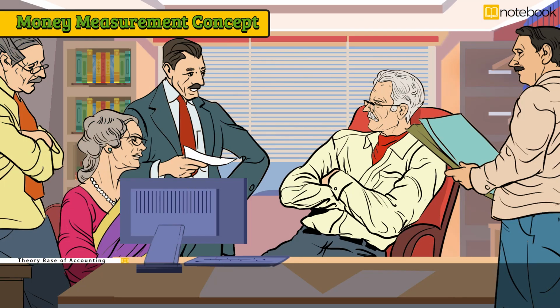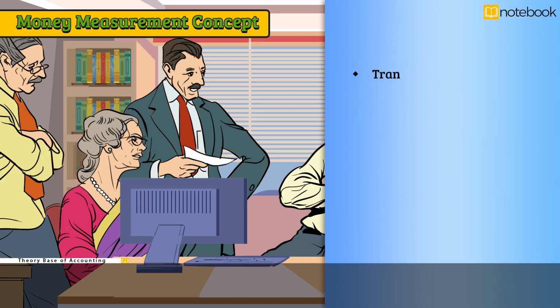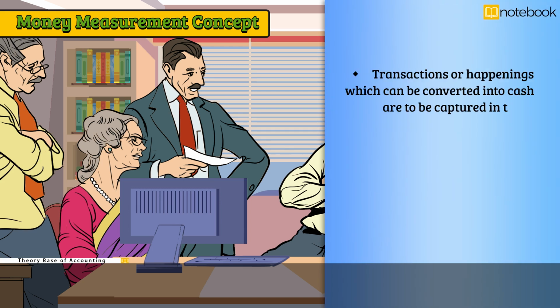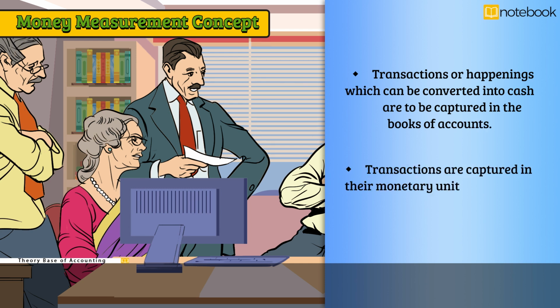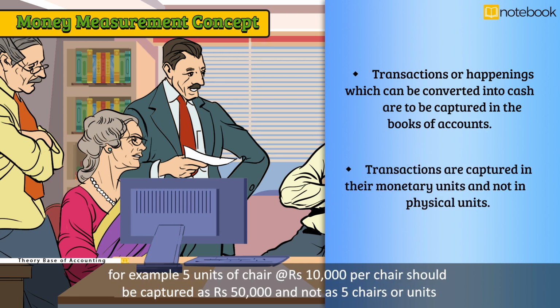2. Money measurement concept. Only those transactions or happenings which can be converted into cash are to be captured in the books of accounts. The transactions are captured in their monetary units and not in physical units. For example, 5 units of chair at the rate of 10,000 per chair should be captured as rupees 50,000 and not as 5 chairs or units.